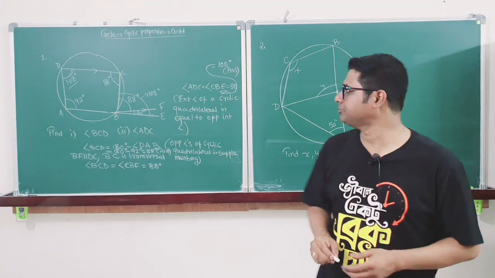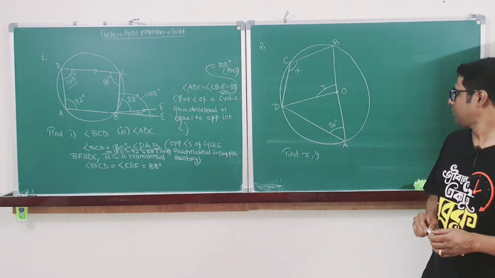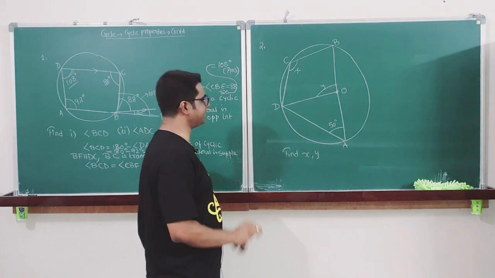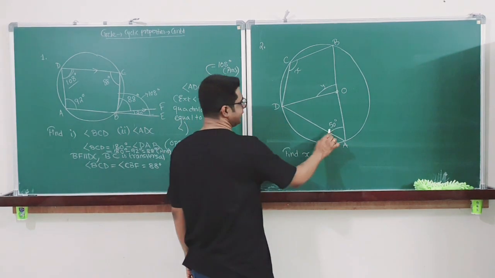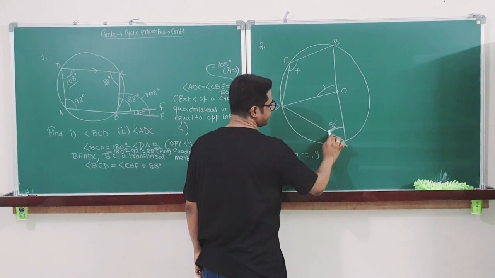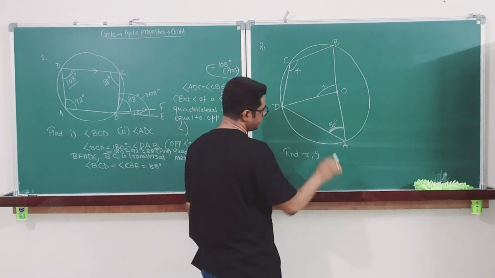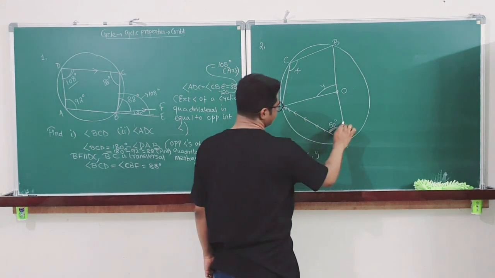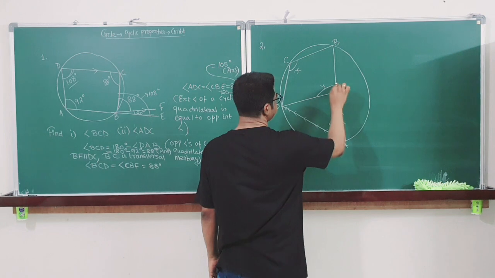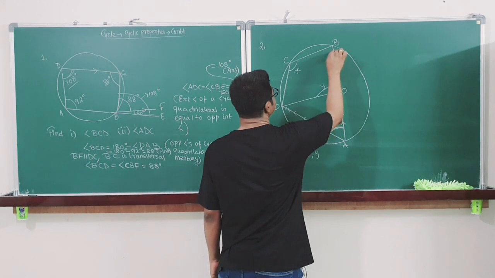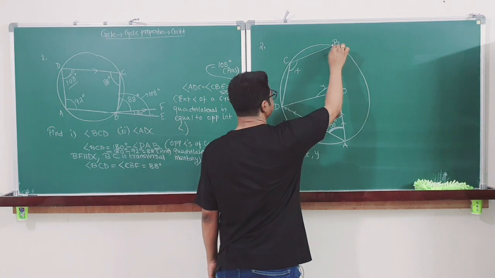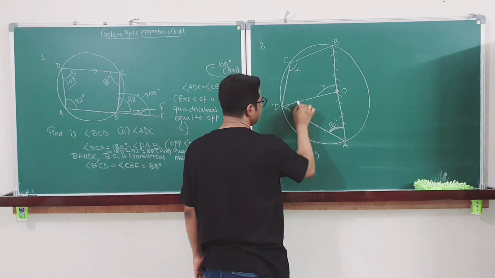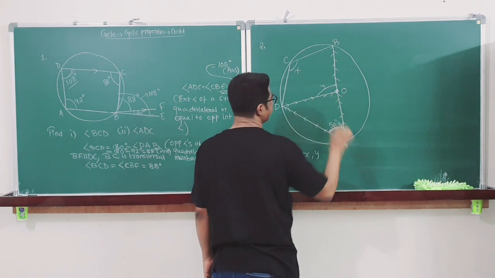Coming to the next problem, we have to calculate angle Y and angle X. Okay? Exactly a 3-line problem. This is angle at periphery. This is angle at periphery. So from periphery I will first go to the circumference like this. And then I will come back to the center like this. From here also I will go to the center like this.